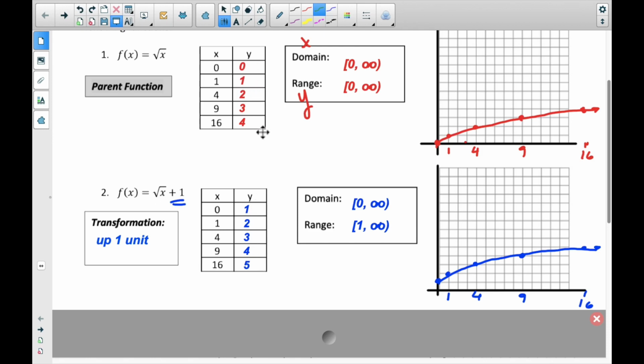Previously it was 0, 1, 2, 3, 4. Now we are at 1, 2, 3, 4, 5. And so what that did is it didn't change our domain at all because our square root is still there. We still can't have a negative. So that is the same.